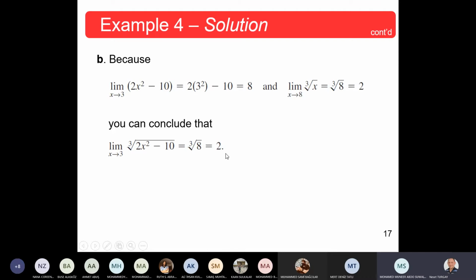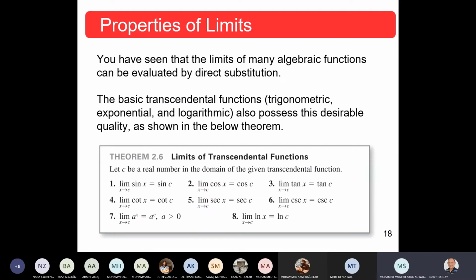You have seen that limits of many algebraic functions can be evaluated by direct substitution. The basic transcendental functions, trigonometric, exponential, and logarithmic, also possess this desirable quality, as shown in the theorem below. My friends, this Theorem 2.6 tells us how to find the limits of trigonometric, exponential, and logarithmic functions. Can you see what's going on with trigonometric? You just substitute.